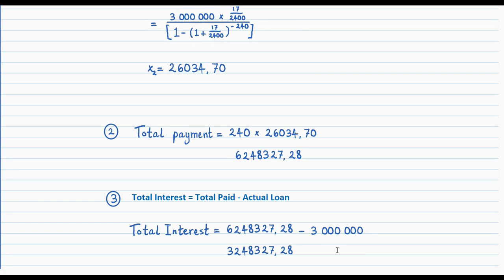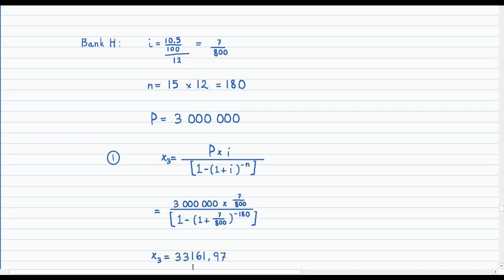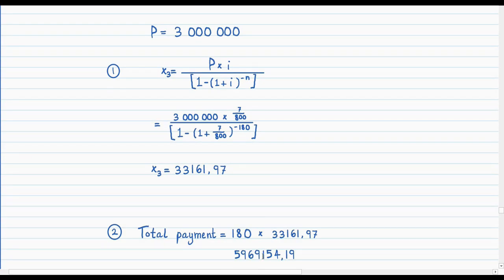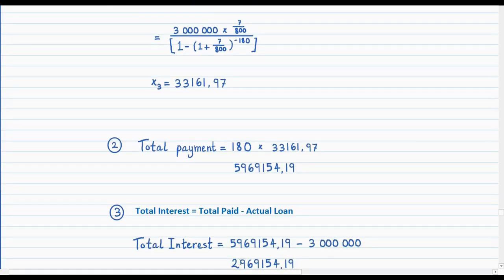Then the final bank was Bank H. For this bank, the monthly payment is 33,161 Rand and 97 cents. The total payment is 5,969,154 Rand and 19 cents. And the total interest is 2,969,154 Rand and 19 cents. This time, while still quite a lot, the total interest is less than the actual loan amount of 3 million Rand. We've now done the calculation for all the banks.